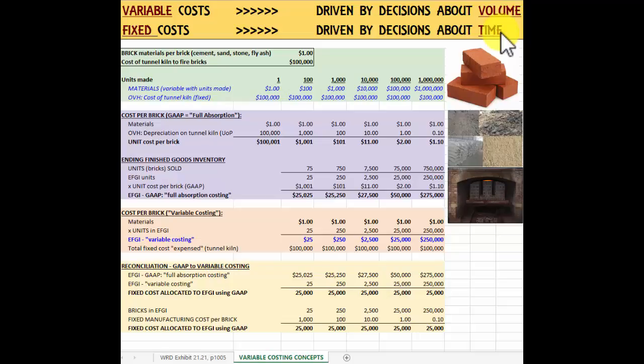There you have the assumptions behind variable costing. Give the exercises a shot. Do well.